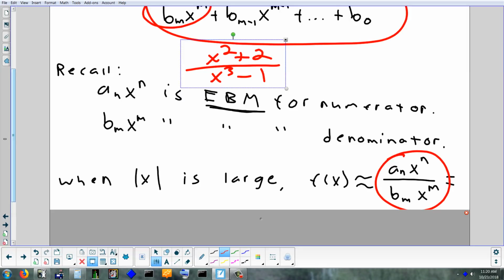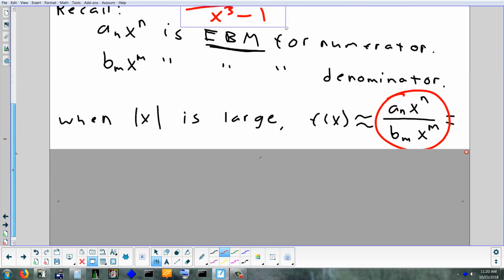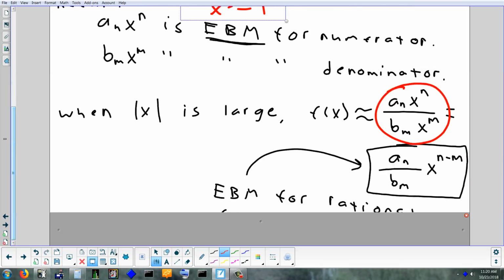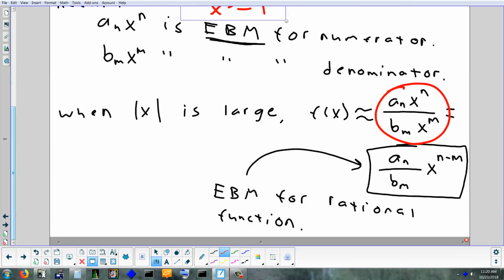All right. So again, whether you plug in 2,000,000 for x or 10,000,000 for x, it's going to be the same answer, pretty much. So we're going to start to look at that and try to figure out a horizontal asymptote without even making a picture. And we're going to use what I circled in red. That's the end behavior model for the rational function.